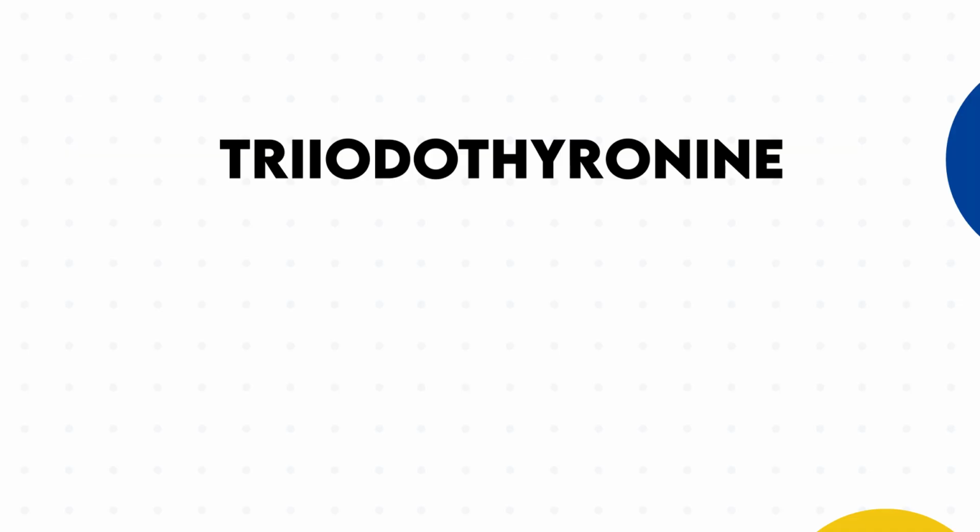T3 here stands for triiodothyronine and T4 stands for thyroxine. They're both produced by the thyroid gland, but T4 is often converted to T3 in various parts of our body, and T3 is actually considered the more active form of thyroid hormone. Once these hormones are released into the bloodstream, they affect various physiological processes, including energy levels, metabolism, and growth.